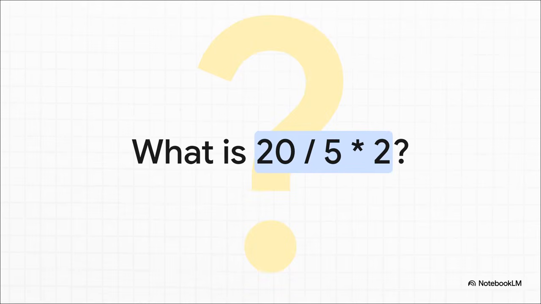All right, take a look at this. 20 divided by 5 times 2. Seems simple enough, doesn't it? Before we go any further, just take a second. What answer pops into your head? You got it? Okay, let's see if you're right.